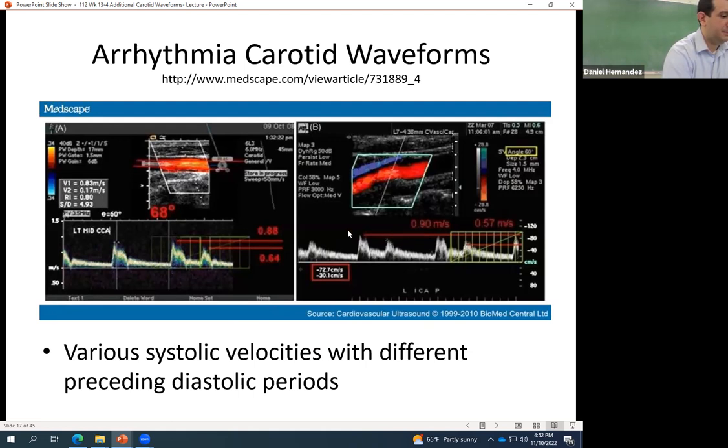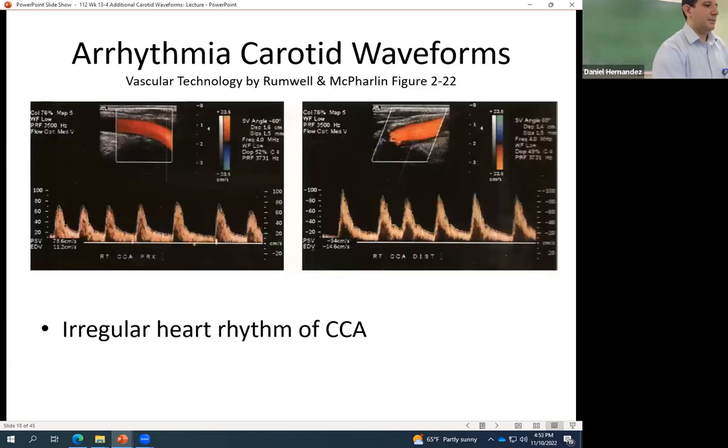There's another arrhythmia one. We get some more carotid arrhythmias. So we see differences in this diastolic period. So a very short diastolic period here, and these longer diastolic periods.